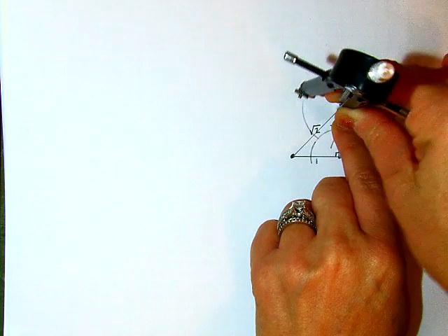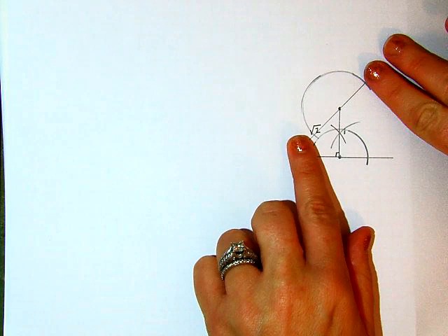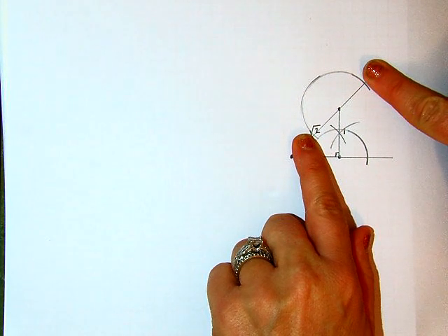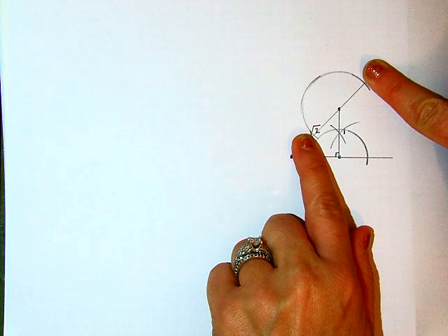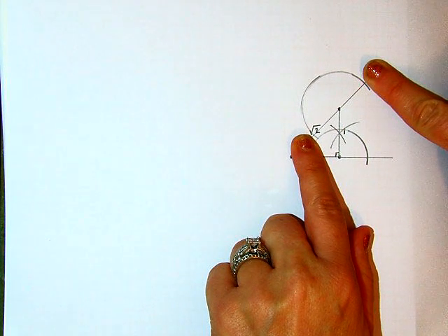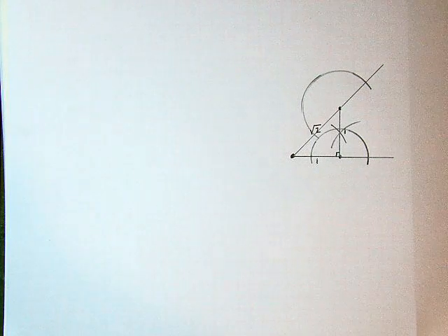Just like so. Okay, and what I'm really doing is I'm looking at these two endpoints. I'm looking at that as a segment, and I'm really constructing its perpendicular bisector. So my compass has to be open a little bit wider than its current setting. It doesn't have to be dramatic, just a smidge is fine.